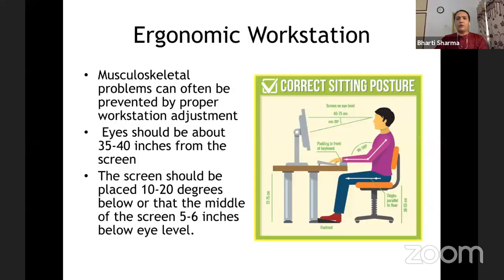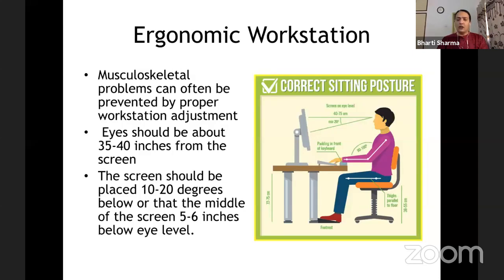So this is what an ergonomic station looks like. All the computer professionals will know about this. Look at the diagram there. Musculoskeletal problems can often be prevented by proper workstation adjustment. Remember, you have to sit properly with your back straight. Your wrist should be supported so that you don't get problems in the wrist.